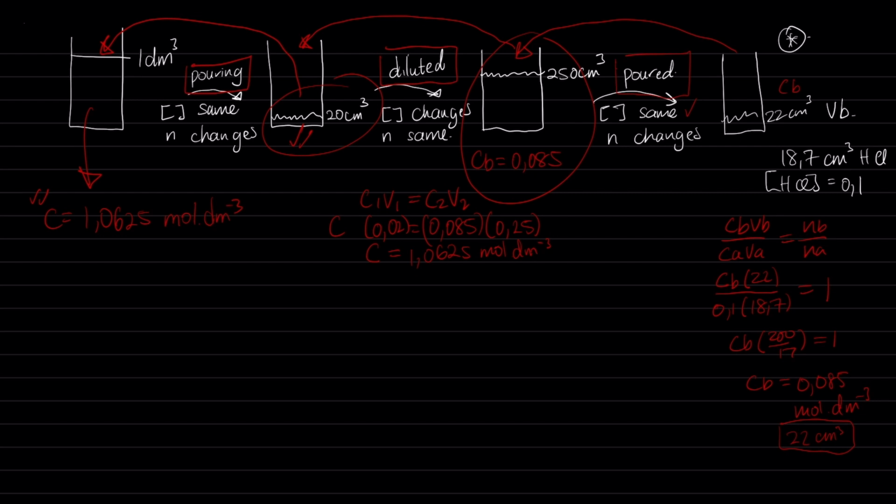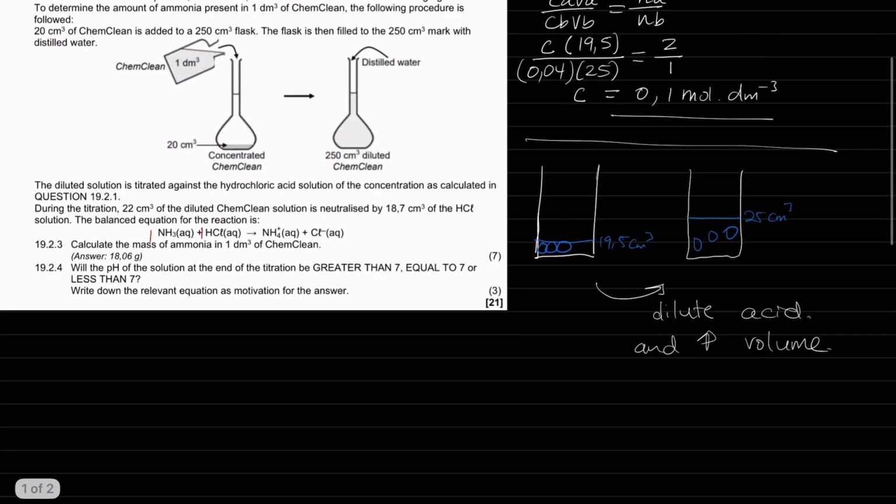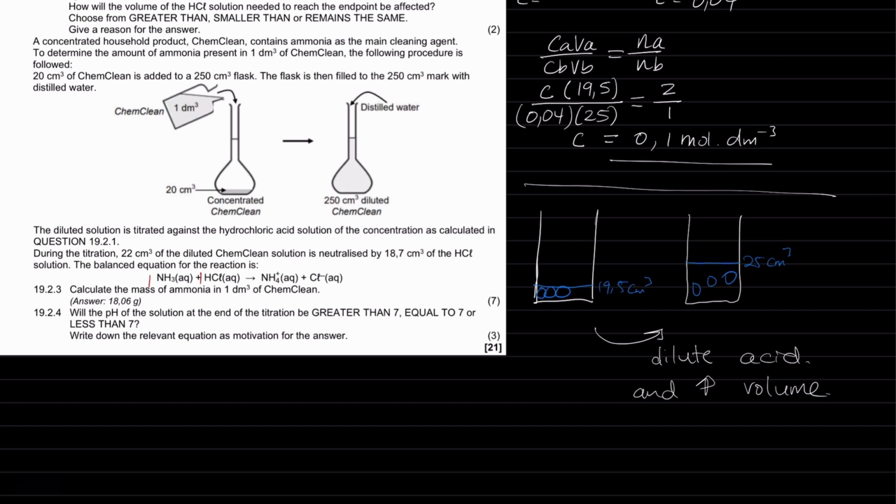So we can use the formula concentration is equal to mass divided by molar mass times volume. Now we want mass, so take everything else across. So mass is equal to concentration times molar mass times volume. The concentration is 1,0625 multiplied by the molar mass. And what molar mass are we talking about? We are talking about the molar mass of the ChemClean.